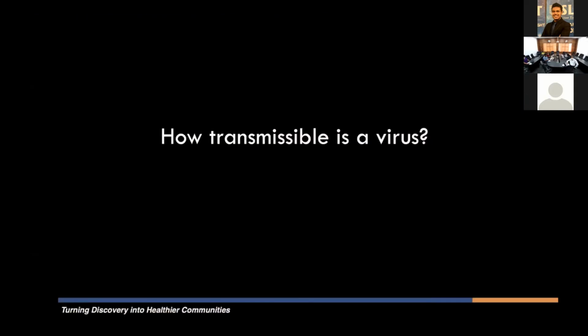One of the key quantities that we use to try to describe how bad a pandemic is going to be is an attempt to measure transmissibility. And you've probably seen this in the news because places like the UK are reporting what their R number is. What is this R number?